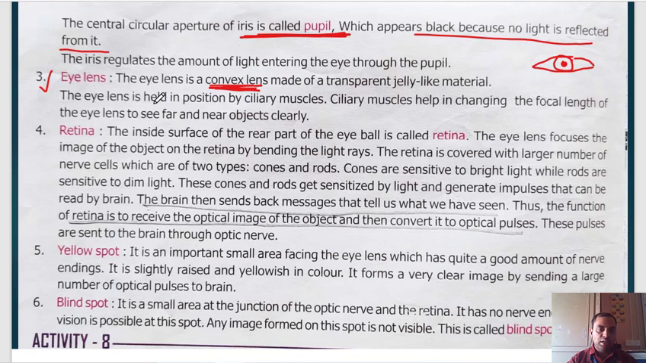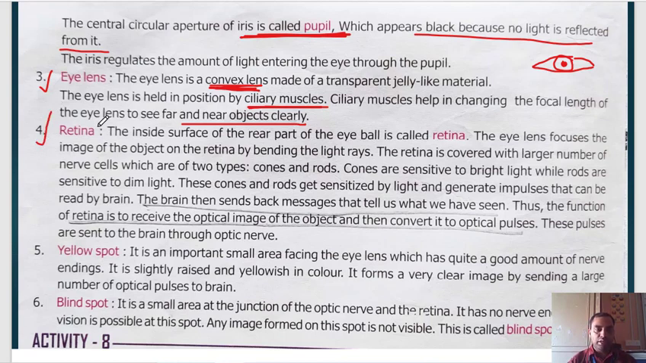The eye lens is held in position by ciliary muscles. These muscles help in changing the focal length of the eye. This convex lens's focal length can be changed to see far and near objects. If you are seeing an object which is nearby, you need a particular focal length. If you are seeing an object far away, with the same focal length you cannot see it clearly. So this muscle helps the eye adjust its focal length so that we see everything clearly.